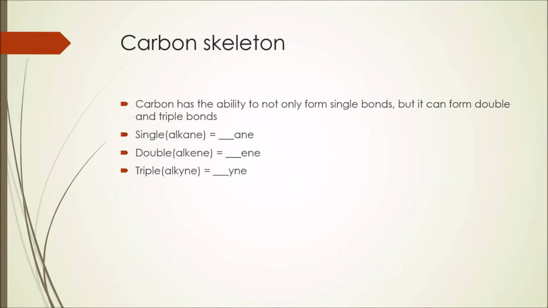So carbon has the ability to not only form single bonds, but it can form double and triple bonds. If it's a single bond, it's called an alkane, and the suffix ends with ane. If it's a double bond, then it's an alkene, so it ends with ene. And if it's a triple bond, that's an alkyne, so it ends with yne.